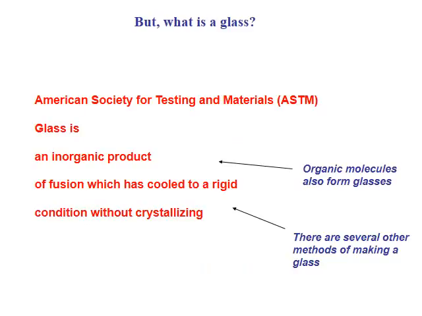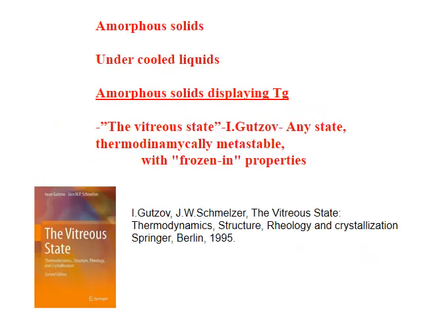Several definitions exist for a glass. The American Society for Testing and Materials defines a glass as an inorganic product of melting, which has cooled to a rigid condition without crystallizing. This is, of course, a very restrictive definition, since organic compounds also form glasses. Moreover, several other methods exist besides cooling down a melt.